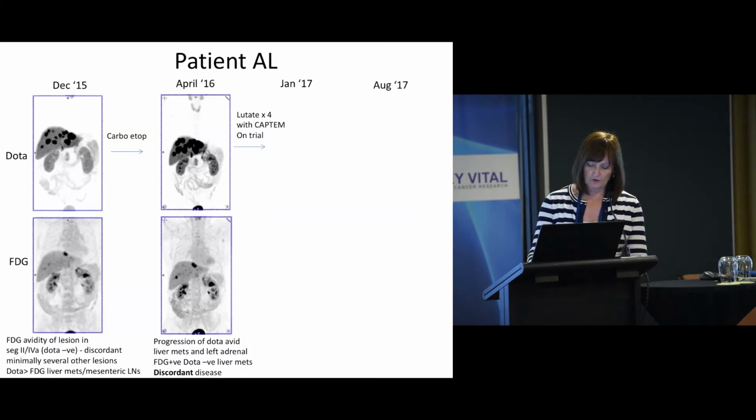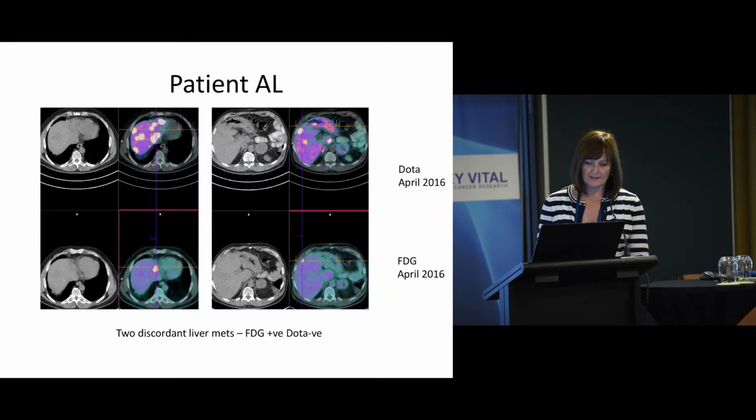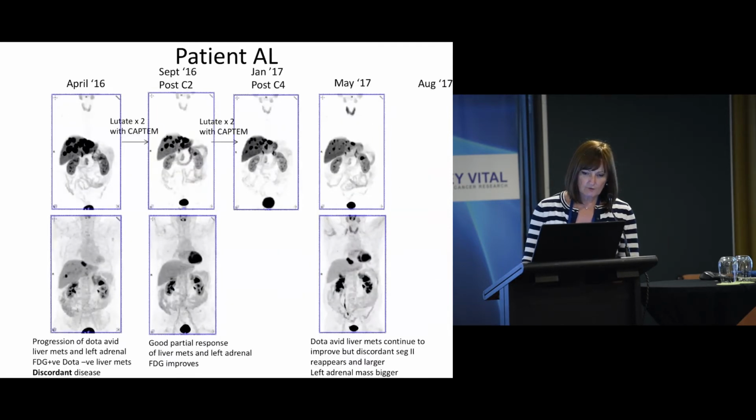Interestingly enough, just looking at those two foci of FDG, within the sea of dotatate avidity, that lesion stands alone as discordant. Similarly, this one. So we need to keep our eyes open. With lutate CAPTEM, the patient showed regression of disease, normalisation of the FDG after 2 cycles, and after 4 it looked all right. A year after the beginning of therapy, looking again, the dotatate avid disease looks okay, but this segment 2 lesion is on the march again.